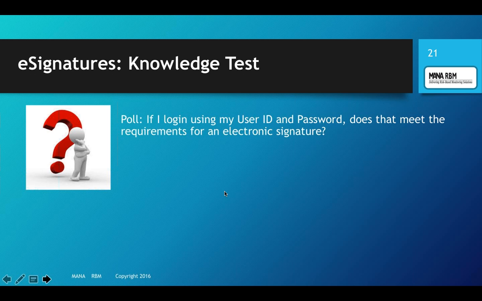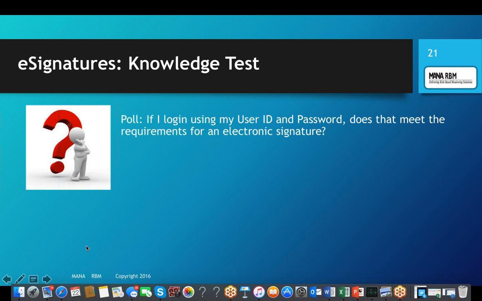So the first is e-signatures. So we've got another poll to keep you guys awake. I'm being kind of tricky on these. So here it is. If I log in using my username and password, does that meet the requirements for an electronic signature? So we'll do this one ahead, kind of before we go into the requirements. So we'll just kind of see where you guys are.